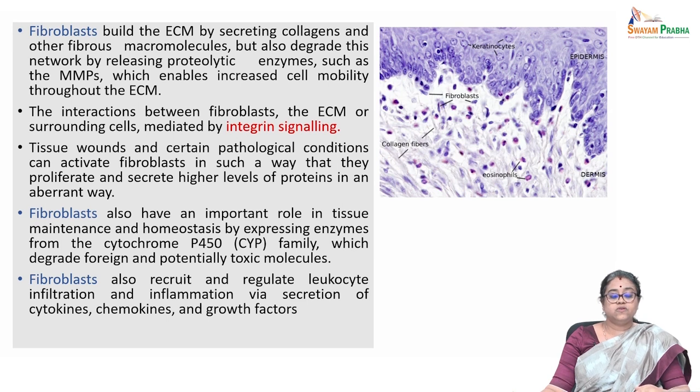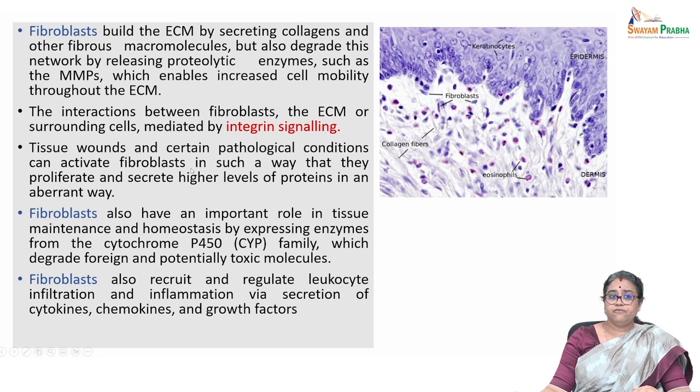Tissue wounds or certain pathological conditions can activate fibroblasts. We saw in the previous slide how a quiescent fibroblast gets activated during a process of transformation or even in the process of wound healing. So anything which is disturbing the equilibrium, the first thing will be activation of fibroblasts. Fibroblasts get activated in such a way that they proliferate and secrete higher levels of protein in an aberrant way.